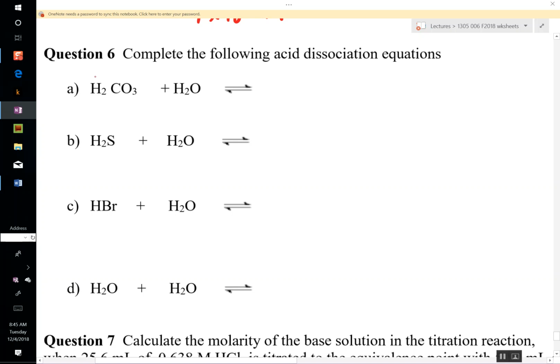So a proton is going to go on the water, and it's going to leave the bicarbonate ion floating around in there. So we're taking a proton off the H2CO3 and putting it on the water.